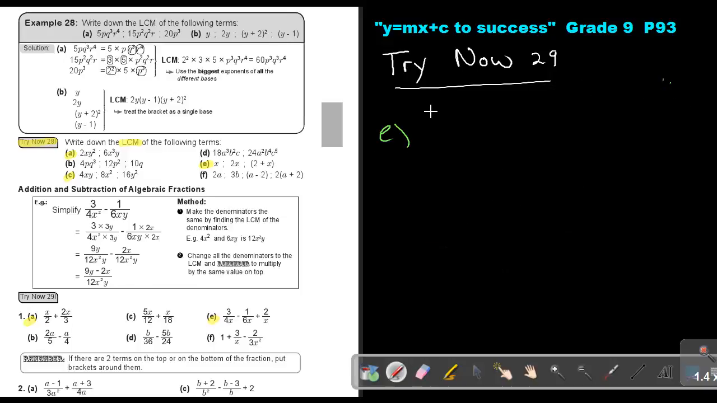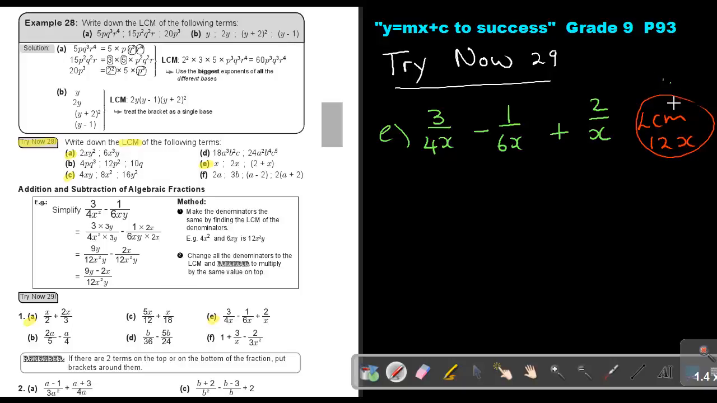So number E is 3 terms, so it's 3 over 4x minus 1 over 6x plus 2 over x. Now let's find that LCM. Now 4, 6 and 1, you can break it up, but this is easy. You can just say the lowest one, so it's 4, 8, 12, 6, 12, so it will be 12 and the x. So that's my lowest common multiple. So 12x divided by 4, so I multiply 3, multiply 3. 12 divided by 6, so it's multiply 2, multiply 2. And then this one, it's multiply 12, multiply 12.